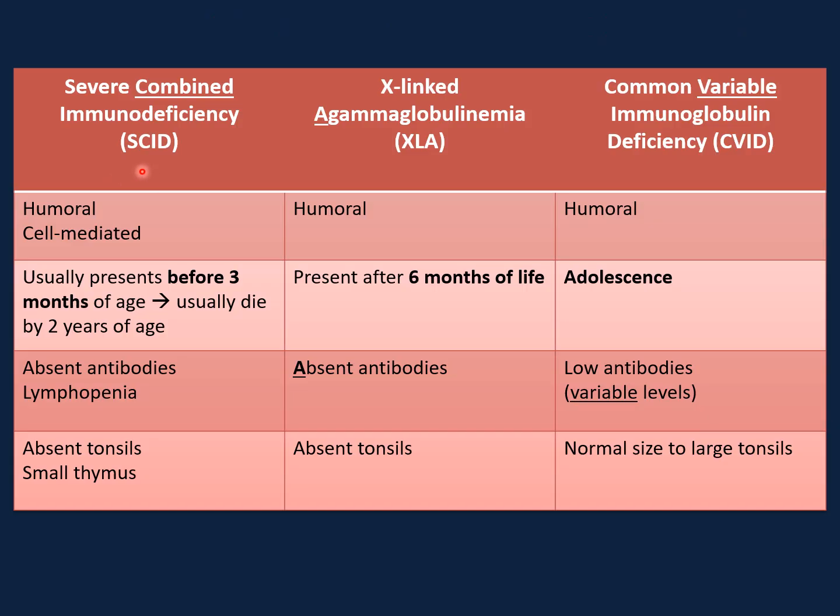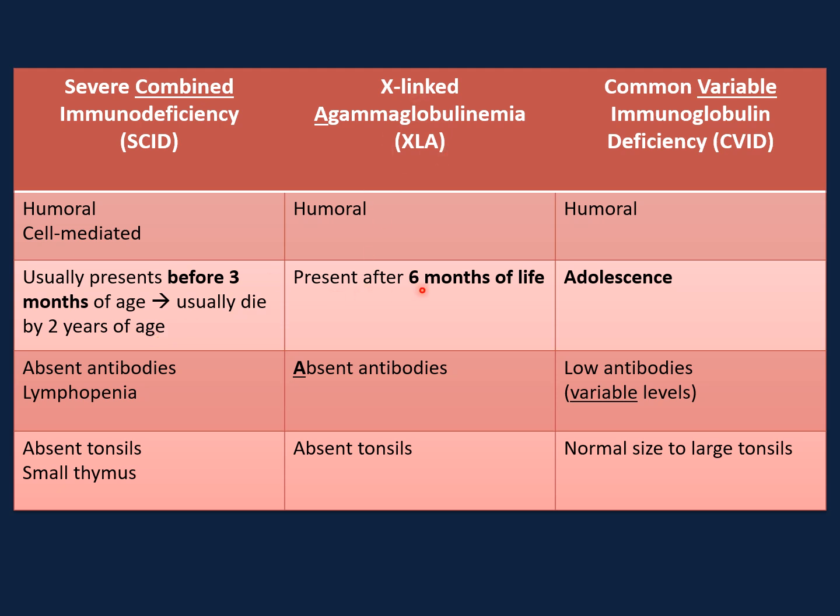It is very important to be able to differentiate between these three conditions. Very easy to get confused. Severe combined immune deficiency, or SCID, from the name combined, so humoral, which is B cells, and T cells. So this is combined and appears shortly after birth or before 3 months of life, and if no bone marrow transplant, they usually die by 2 years of age.